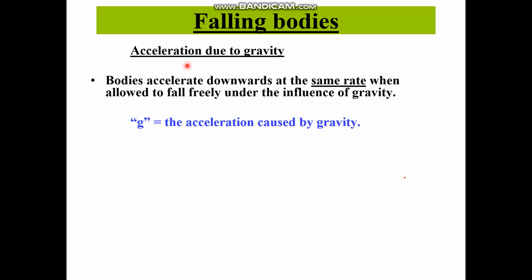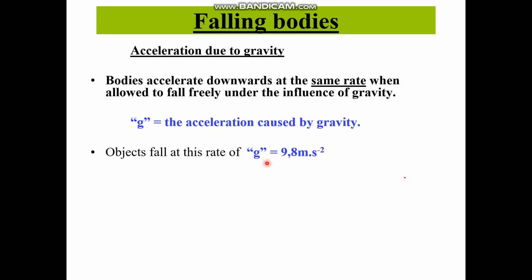Right, so we want to talk a little bit about the motion of falling bodies and exactly how these things move. We've already looked at the acceleration due to gravity, and we've seen that any body that is falling accelerates downwards at the same rate, irrespective of its mass. And the rate at which it accelerates is called g, the acceleration due to gravity, and we had a look at the fact that that is 9.8 meters per second squared.